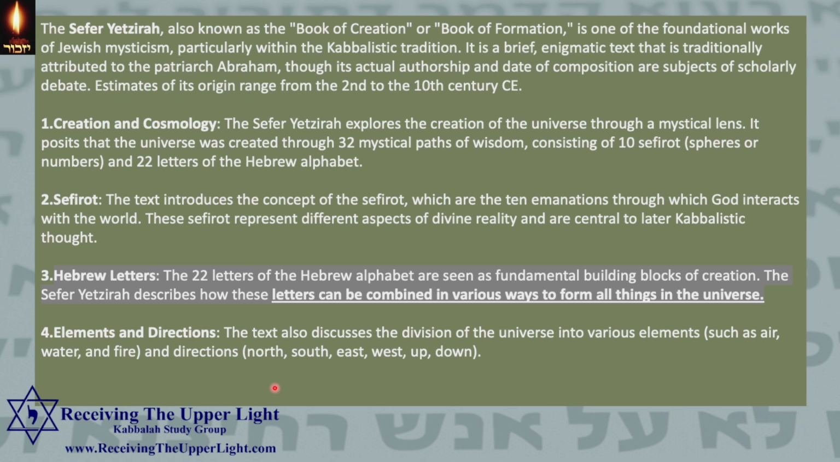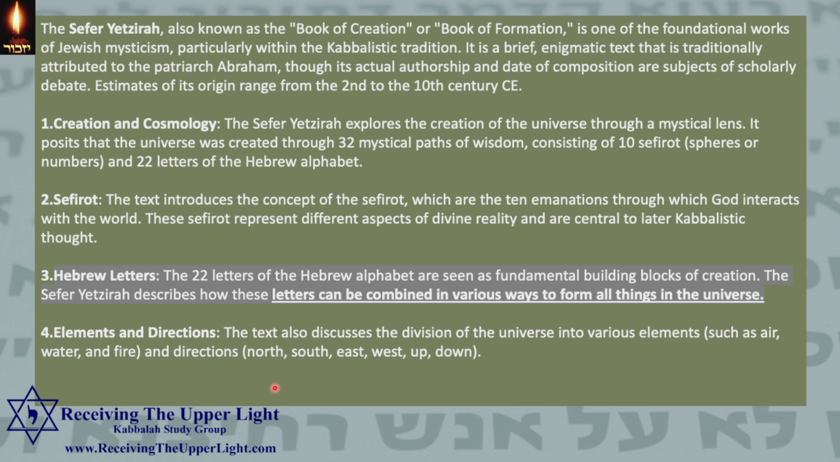It is estimated that it was written between the 2nd and the 10th century CE. But regardless of whether this book was written by Abraham or not, this book has certain secrets about how this combination of letters, how this letter came to be, how this combination of letters created basically the universe as we know it. So we're going to see this book is divided into certain parts.